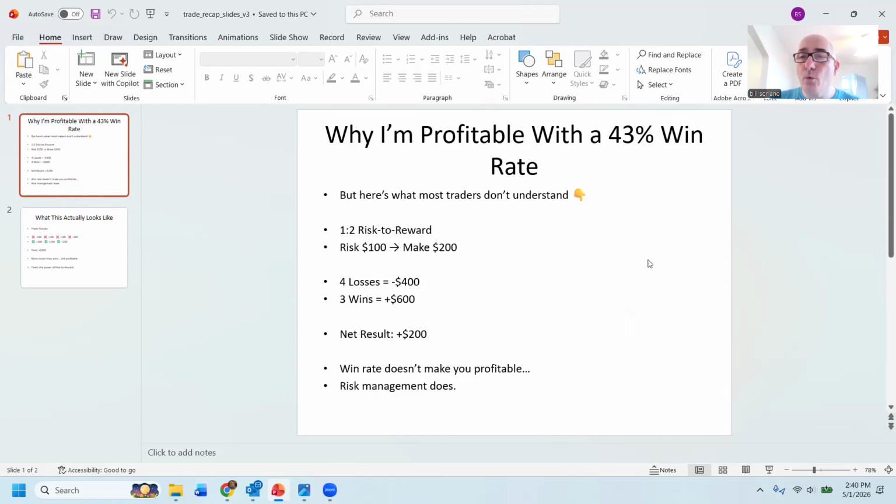So you see, the win rate doesn't make you profitable. A lot of people tell you, hey, I win 80, I win 90, I win 95% of my trades. I don't believe it. But the question is, what's your risk to reward?